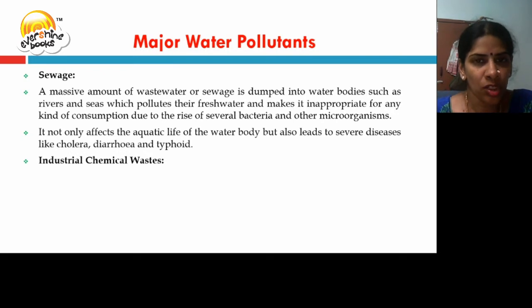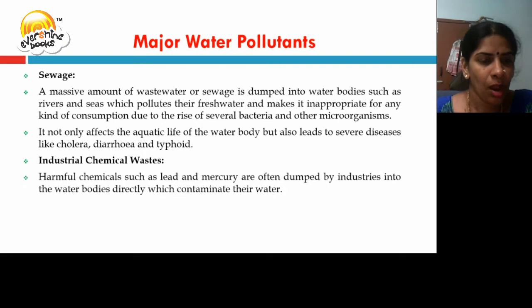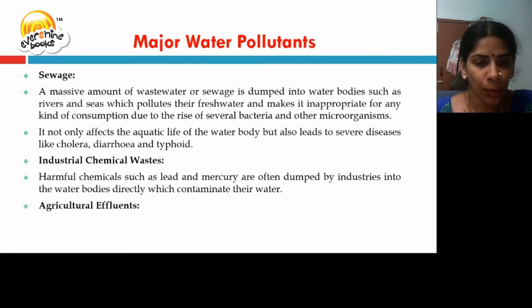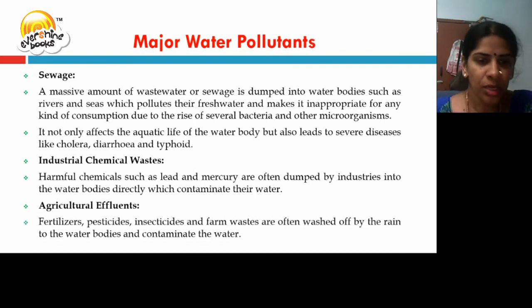Industrial chemical waste is also another water pollutant. Harmful chemicals such as lead and mercury are often dumped by the industries into the water bodies directly. This contaminates the water. Agricultural effluents are also a water pollutant. Fertilizers, pesticides, insecticides and farm waste are washed off by the rain into the water bodies. This contaminates the water.